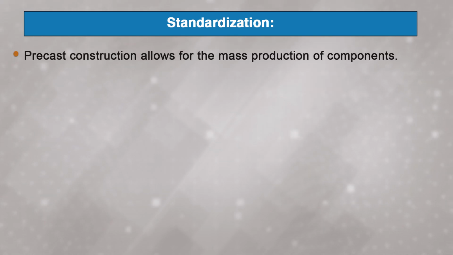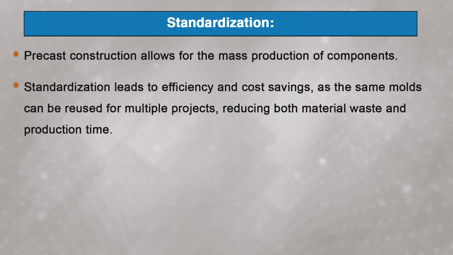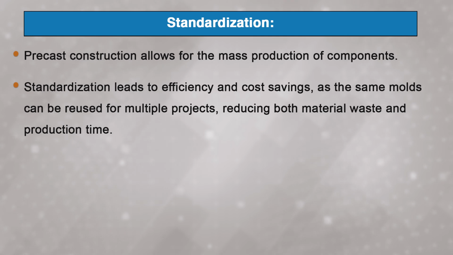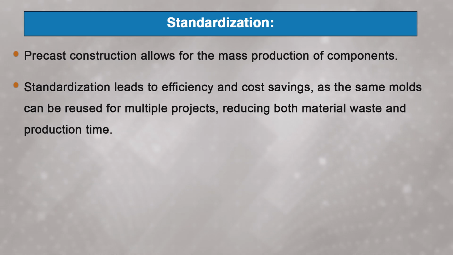Next is standardization. Precast construction allows for the mass production of components. Standardization leads to efficiency and cost saving, as the same molds can be reused for multiple projects, reducing both material waste and production time. A real world application could be, for example, in large housing developments, where the same wall panels and floor slabs can be used repeatedly, speeding up the construction and reducing cost.